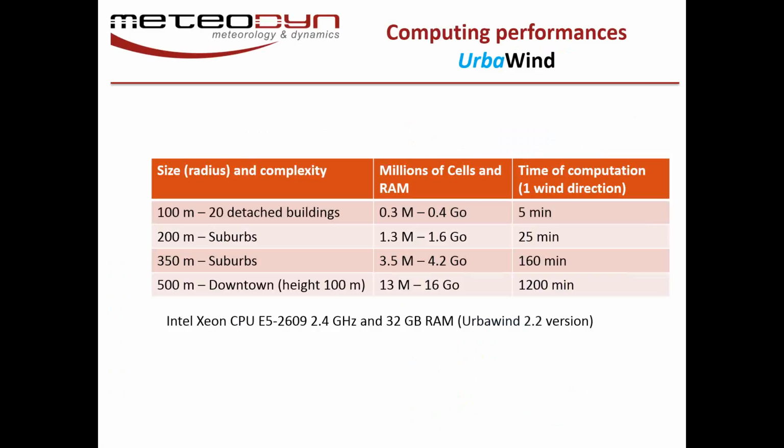If you increase the radius for a suburbs configuration, for example, with 200 meters, the time of computation is close to half an hour. It's not very long too. Usually we use it for a larger configuration for suburbs or downtown, and the time of computation can increase up to 3 hours or 20 hours. But it's not very long compared to other commercial CFD software, because UrbaWind is optimized for that.